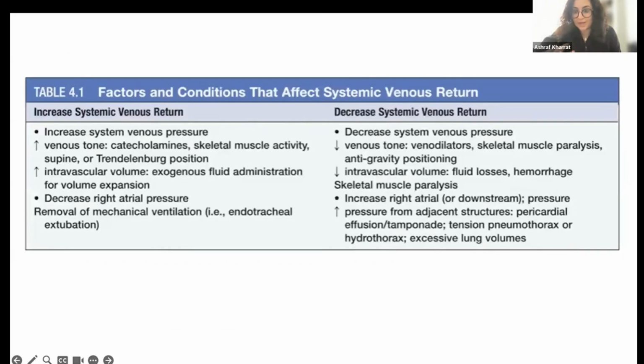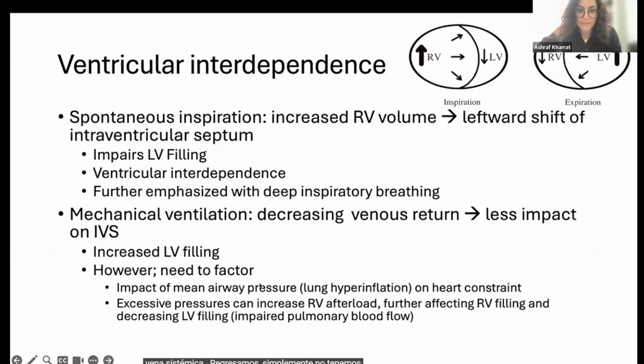I've just put this up to highlight that was a very simplistic, all-things-the-same type of explanation about the relationship between ventilation and preload. But obviously in our patients, especially when they're critically ill, there's multiple things going on that can affect systemic venous return. We just don't have enough time to go through all of these.